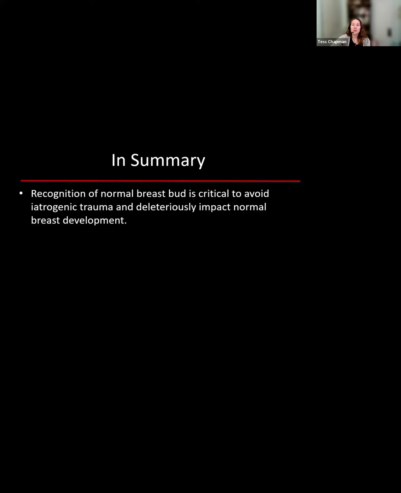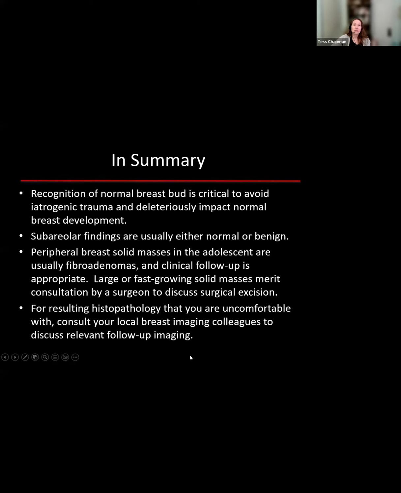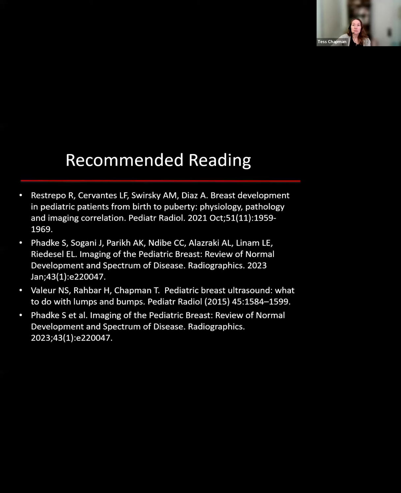Okay, so that is it. And now you guys are all pros. So you now know how to recognize normal breast buds and avoid harming them by sampling them with a needle. Don't do that. Subareolar findings are usually either normal or benign. A peripheral solid breast mass in teenagers is usually a fibroadenoma, and clinical follow-up is appropriate. Remember that size of 5 centimeters to help you make a decision about what to do. And then finally, for any resulting histopathology that you're uncomfortable with, consult your local breast imaging colleague and discuss relevant follow-up imaging. So that is that, and here is some recommended reading if you want to learn more about this.